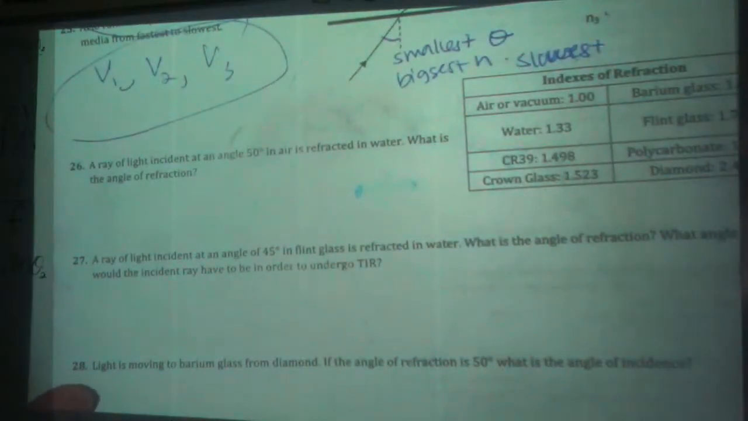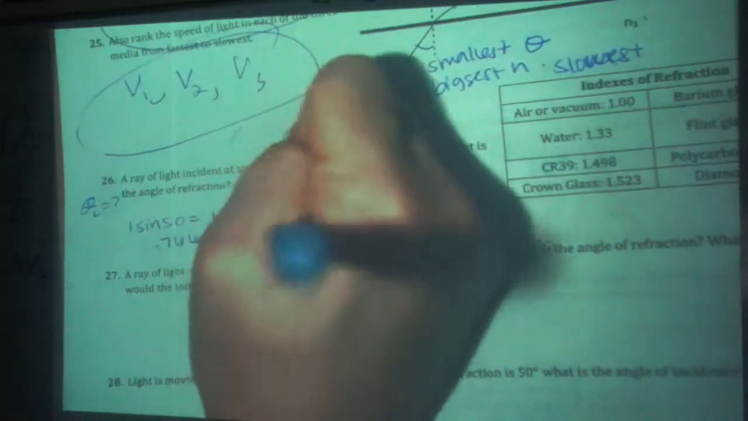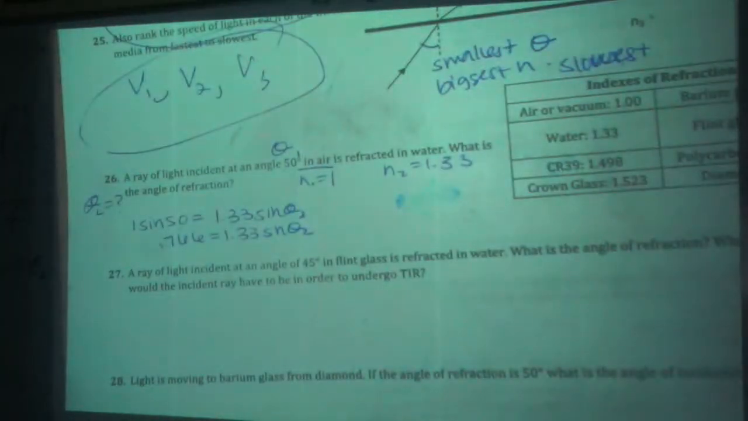A ray of light incident at an angle of 50 degrees is refracted into water. What is the angle of refraction? So it's in air, so N1 is 1, then it goes into water, 1.33. This is angle 1, it's the incident angle. I'm looking for the angle of refraction, theta 2. So now I just plug in 1 sine of 50 equals 1.33 sine of angle 2. 1 sine 50, that's just 0.76. 1.33 sine of angle 2, so I'm going to divide the 1.33 over.